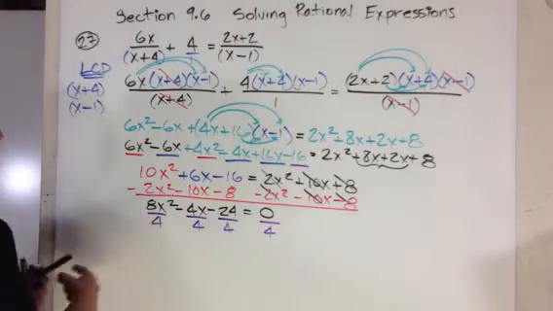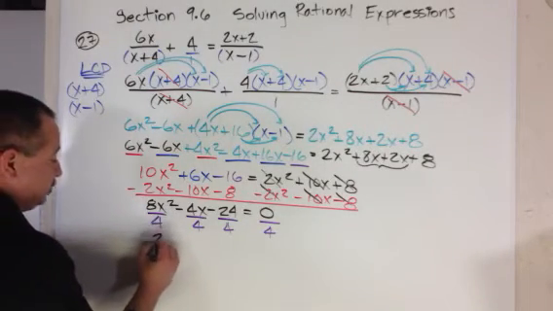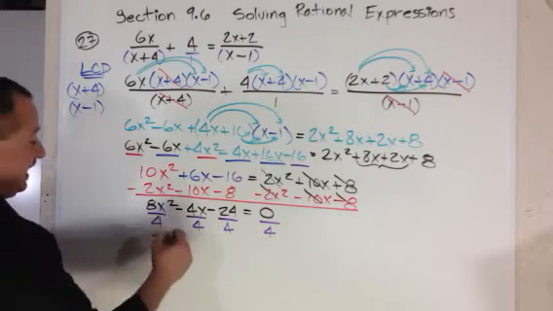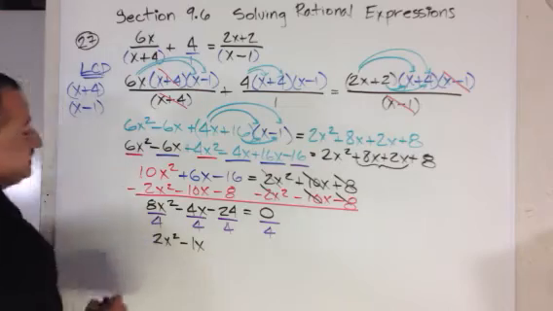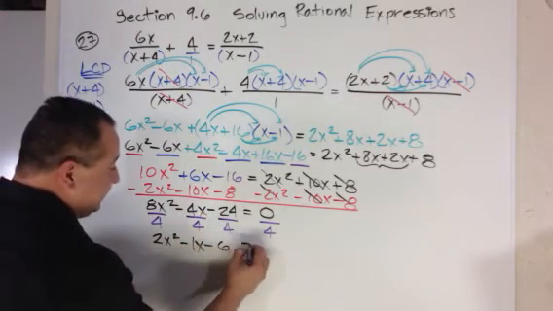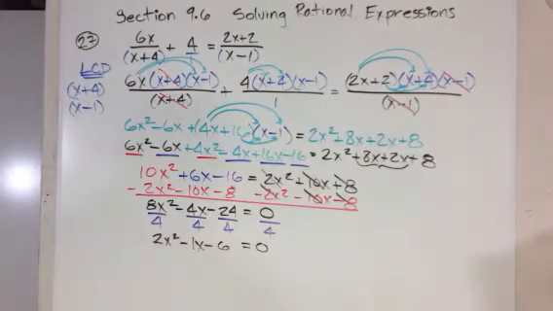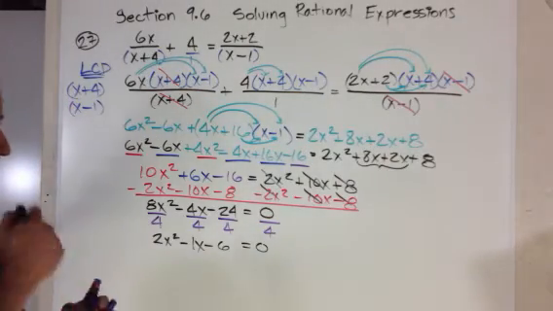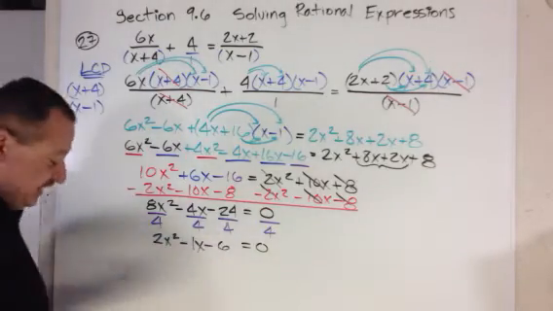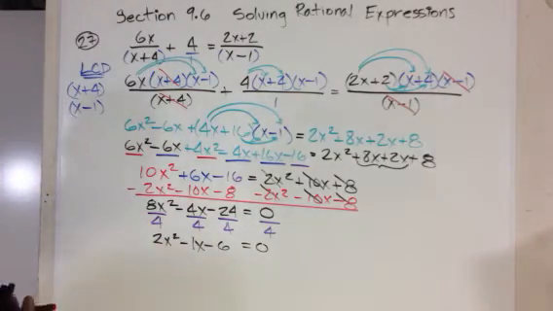So 4 goes into 8 2 times, so I'm left with 2x squared. 4 goes into 4 once, so I have negative 1x. And then 4 goes into 24 6, so I get negative 6, and that's going to be equal to 0. Okay, so it looks like we're almost towards the end now. So what we want to do now is we're going to get factors of 2 and factors of 6. So I'm going to go ahead and do it off to the left.